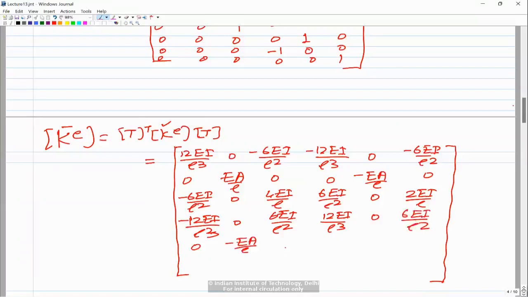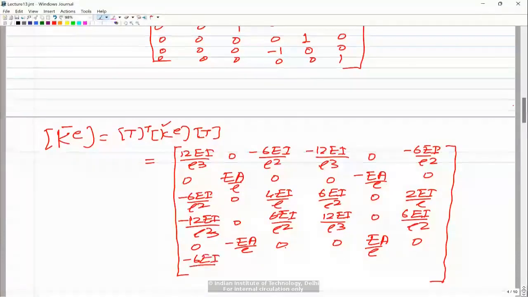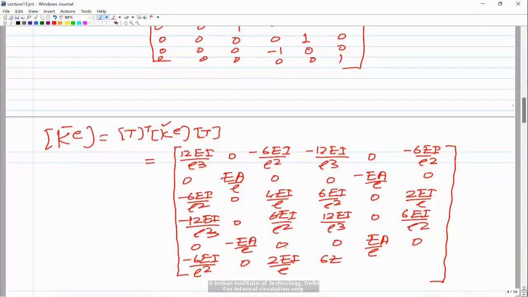In this case, the transformed stiffness matrix is simpler because alpha is 90 degrees. So sine alpha is unity and cos alpha is 0. So you see that this is somewhat simpler form, 0, 0, and then you have EA by L, 0, and then the sixth row, that is the last row, is minus 6EI. Of course, the matrix is symmetric, so we will always find the symmetry, that is the ijth element would be equal to the jith element. So 0, and then we have 2EI by L, then 6EI by L square, then 0, and then 4EI by L. So this is the transformed stiffness matrix.